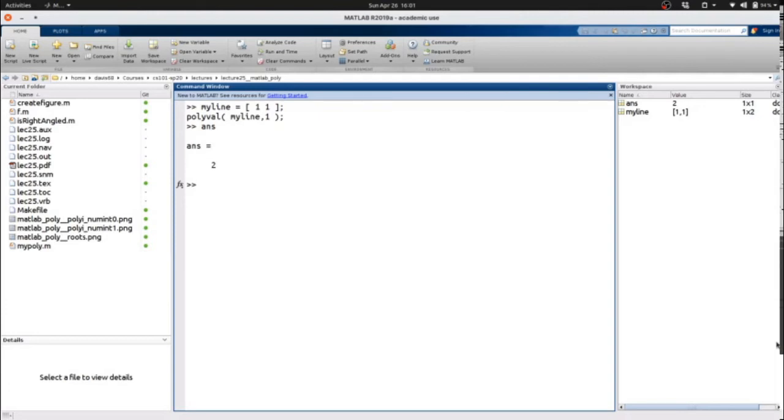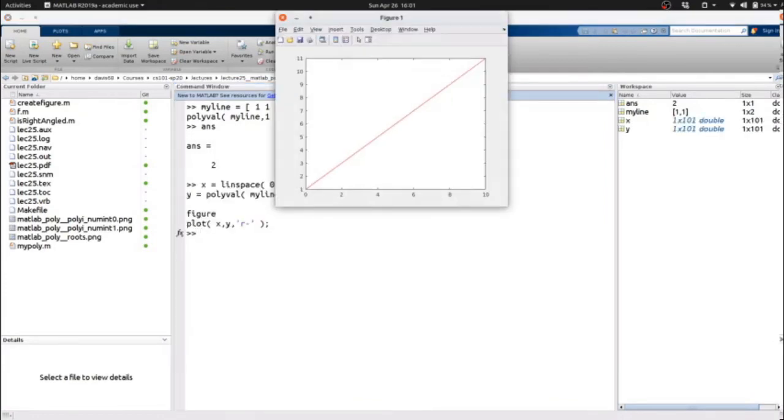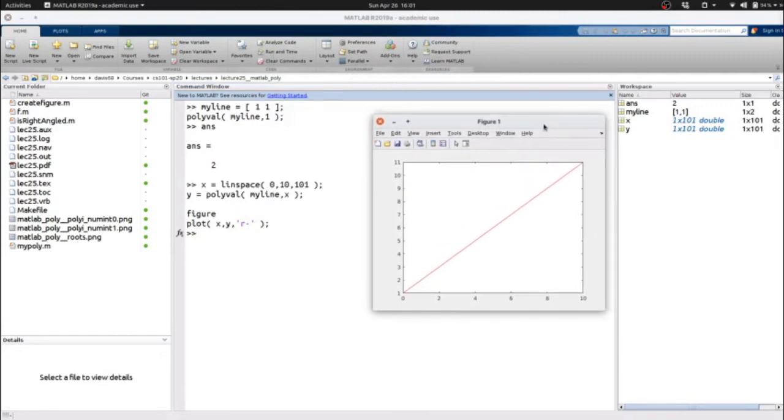So polyval is going to be our tool for manipulating and plotting and drilling down into what's going on with these polynomials. So let's plot this across a number of points x. Here we have x as a linspace from 0 to 10 with 101 points. Y is evaluated as a polyval over that same line, x plus 1, over all points x. So you'll notice that the length of x is 1 by 101 double. Y is also 1 by 101 double. We create a new figure and we plot the data as a red line.